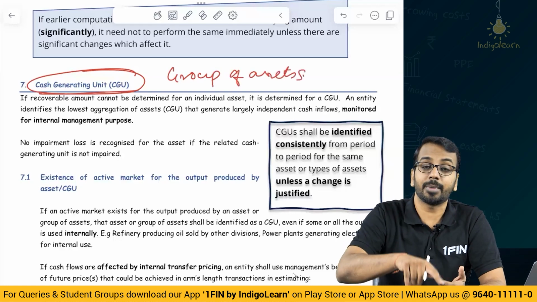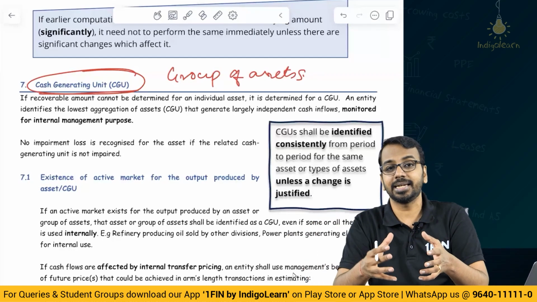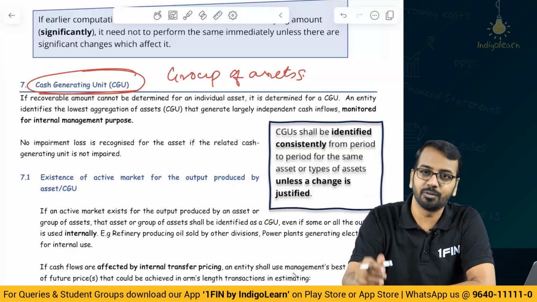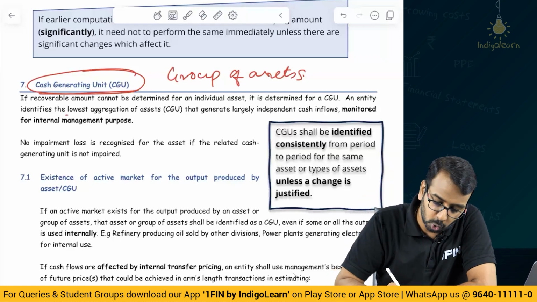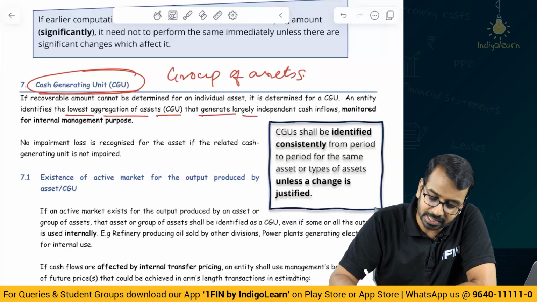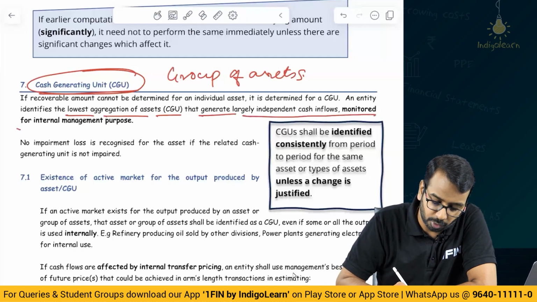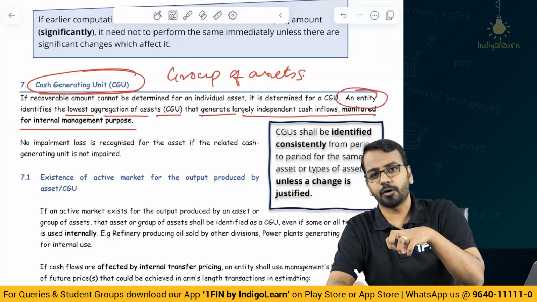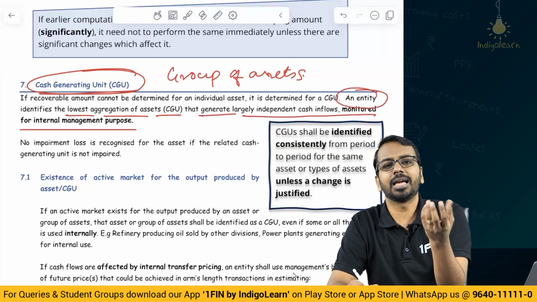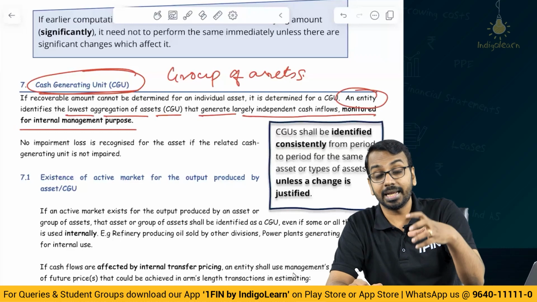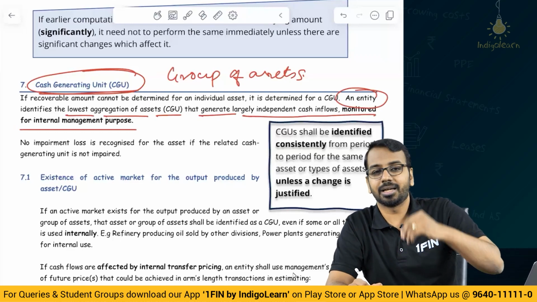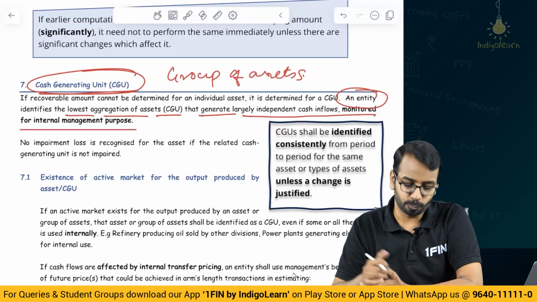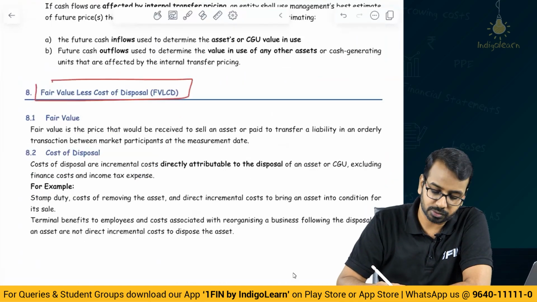When you cannot determine it for a single asset, you aggregate that asset and take the group of assets which can generate cash flows, and at that level you will measure the impairment. The lowest aggregation of assets that can generate largely independent cash inflows, which are monitored for internal management purposes, becomes the CGU. For example, if I have a building, that building alone cannot generate cash flows, but that building has other machineries and other assets, all put together that can generate cash flows, and that becomes my CGU.